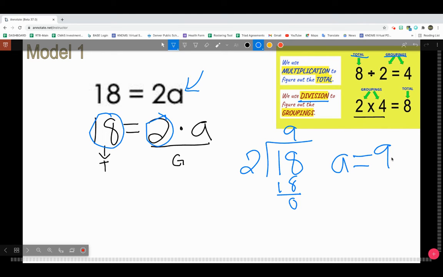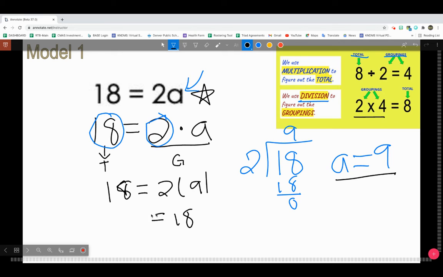Now that's just me saying right now based on the math that I did. I want to make sure that this is true. I need to plug in my answer for a back into my equation to see if it is true. So I have 18 equals 2 times 9. 2 times 9 is 18. So 18 equals 18. That is right. That means my answer is 9 for a.